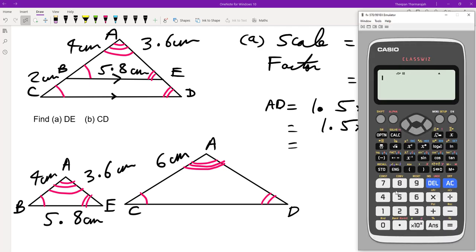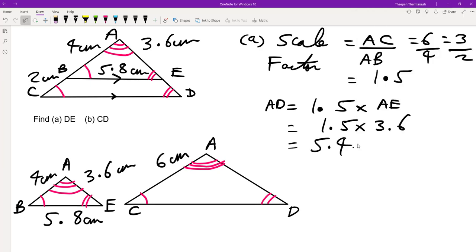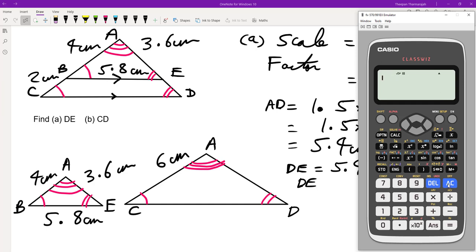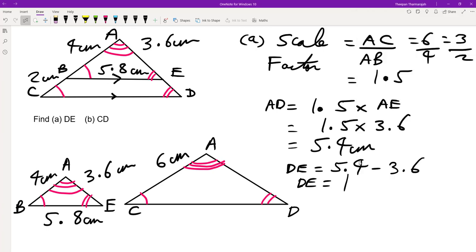So you can work that out on our calculator. 1.5 times 3.6 gives me 5.4. We want DE, so DE is the length of AD, which is 5.4 minus 3.6. So that gives me 5.4 minus 3.6, 1.8 centimeters.